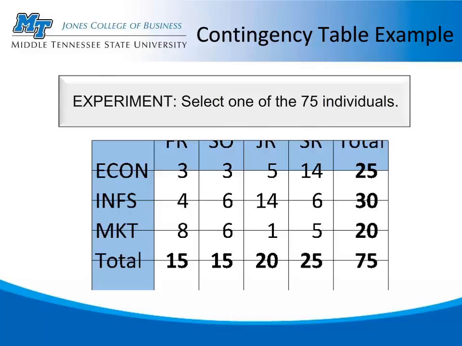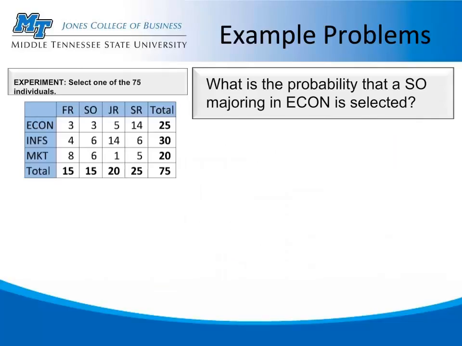So it shows that there are 15 freshmen, there are 15 sophomores. 30 of the 75 were majoring in information systems. I think the smaller version of this table shows up a little bit better on the subsequent slides. But I'm trying to show you how to work out some of these problems based on this experiment. We're just selecting one out of these 75. That same table's up in the top left-hand corner, but we're selecting one of the 75 individuals.